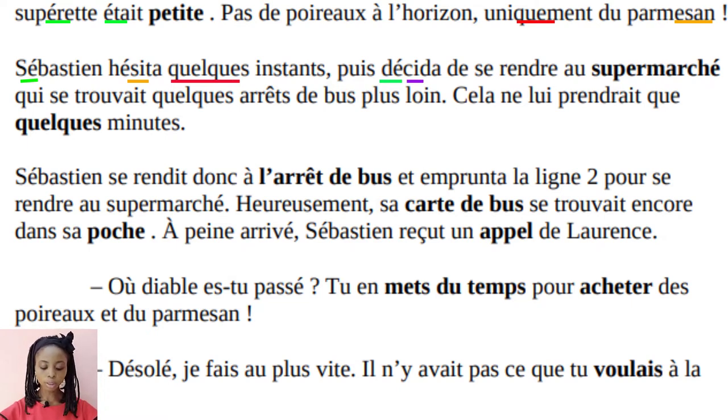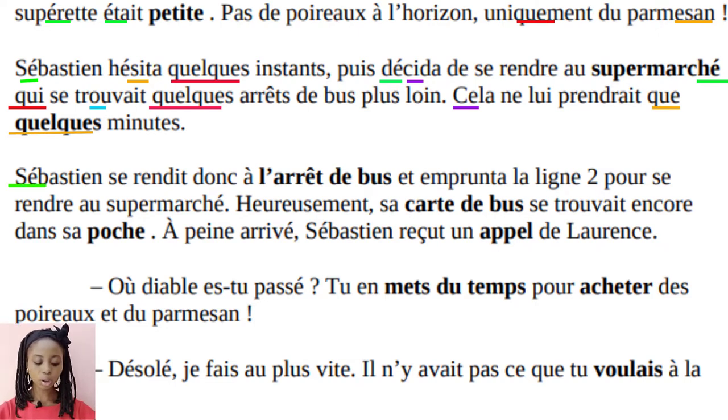Se rendre au supermarché. Don't let us forget our E accent aigu. Qui se trouvait? Don't let us forget our K sound. Whenever we say our Q, you give us the sound K. And our U sound for trouver. Quelques arrêts. You see our K sound here. De bus plus loin. Cela ne lui prendrait que quelques minutes.